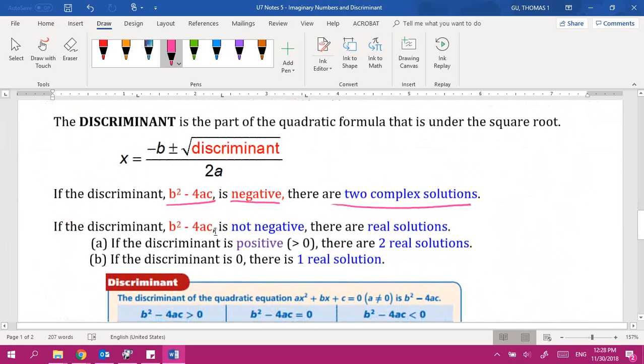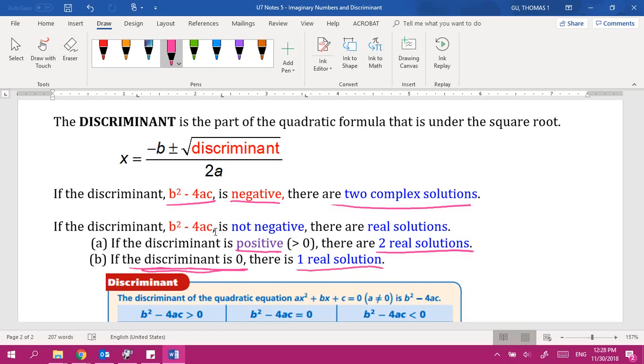All right? If it's positive, then that lets you know there's going to be 2 real solutions. Okay? So negative means 2 non-real solutions. Positive means 2 real solutions. Got that? All right, and then lastly, if the discriminant is exactly 0, that means there's going to be just 1 real solution.